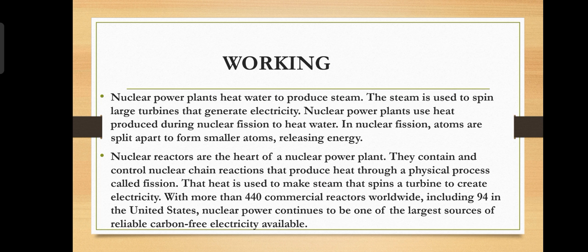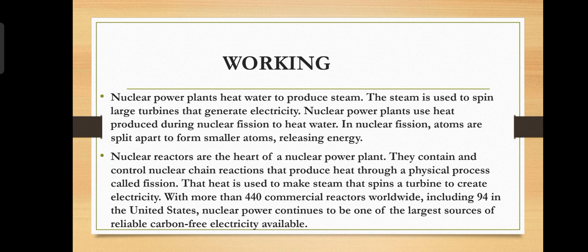So here is the working of a nuclear power plant. Nuclear power plants heat water to produce steam. The steam is used to spin large turbines that generate electricity. Nuclear power plants use heat produced during nuclear fission to heat water. In nuclear fission, atoms are split apart to form smaller atoms, releasing energy.